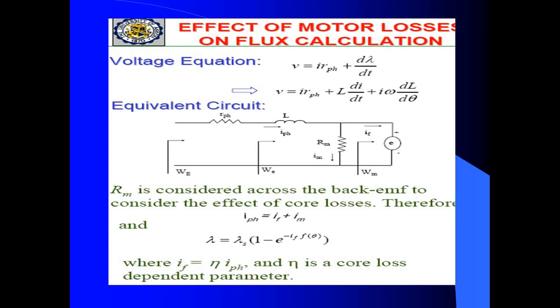Then lambda is equal to lambda s times 1 minus e to the power minus f divided by theta, and then f into theta. There f is equal to n per phase, and efficiency is a core loss dependent parameter.